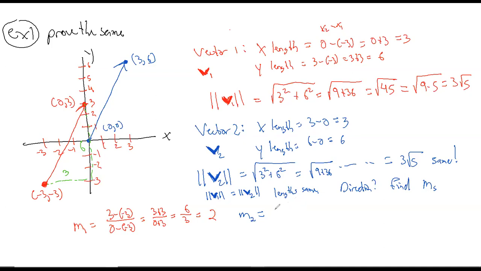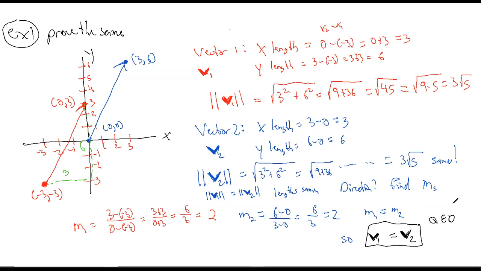Y2 minus y1, that's 6 minus 0 over x2 minus x1, which is 3 minus 0. Look at that, 6 over 3, which is 2. So m1 is m2. So vector v1 is literally the same thing as vector v2. QED. Quod erat demonstratum. Proved. Done. Finito.